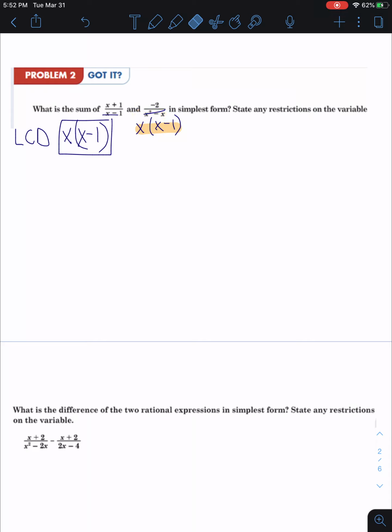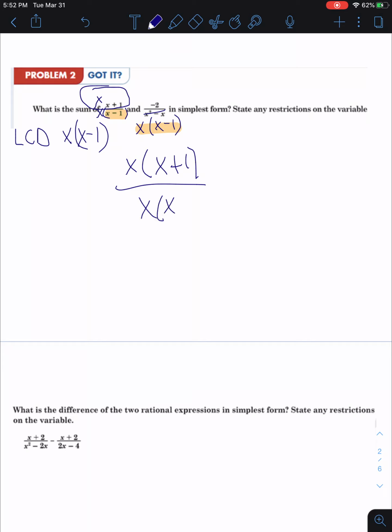What I want then is to get it over here. So in order to get it over there, I'm going to have to multiply by an x over x, which will take that x times x minus 1, and again I have x times x minus 1 here as well. So this is going to give me in the numerator upstairs here x times x plus 1, okay, over x times x minus 1, plus, and then this is just going to be a negative 2 over x times x minus 1. It's already in the right form.